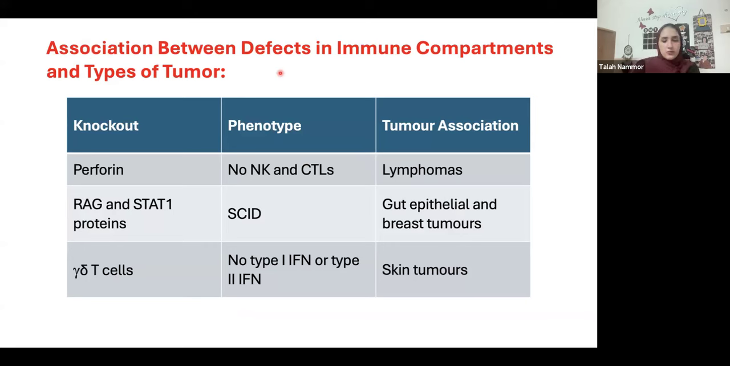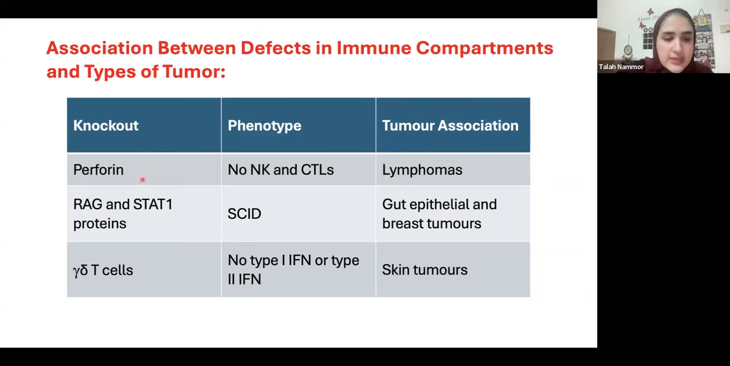Now, associating defects in immune compartments with types of tumor. Knockout: I don't know if Dr. Garwin explained what knockout means. Knockout is a very fancy word used in research labs where they basically get mice and knock out specific genes. They go and remove the genes that code for, for example, perforin, or that code for RAG and STAT. Okay, so they're like, let's see if I remove the gene that stimulates how to produce perforin, what will happen?